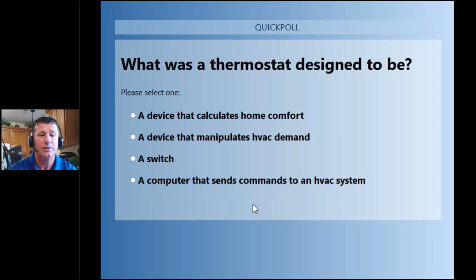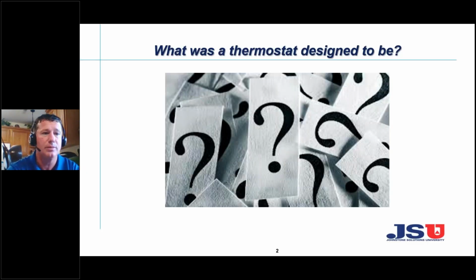So 43% of the people have voted, and 50% have actually voted now. So we're getting a nice little mix. I'm getting 70 some percent are saying that it's a switch, 20 some are saying that it is a device to manipulate the HVAC system, because that's actually what we're doing with a lot of our electronic thermostats today. And so when we look at what a thermostat was actually designed to be, it was designed to be a switch. That's all it was ever designed to be.